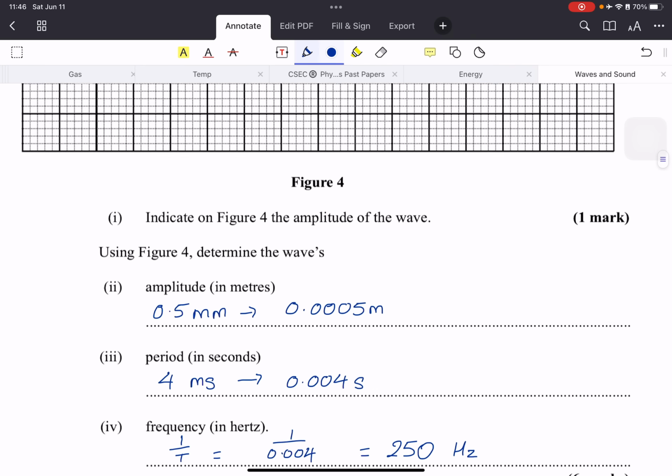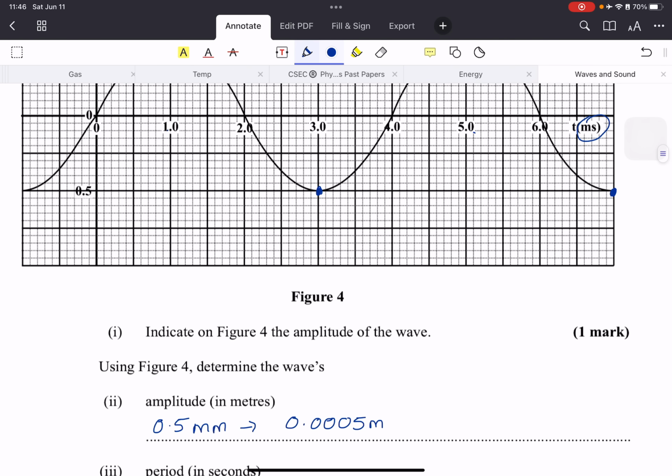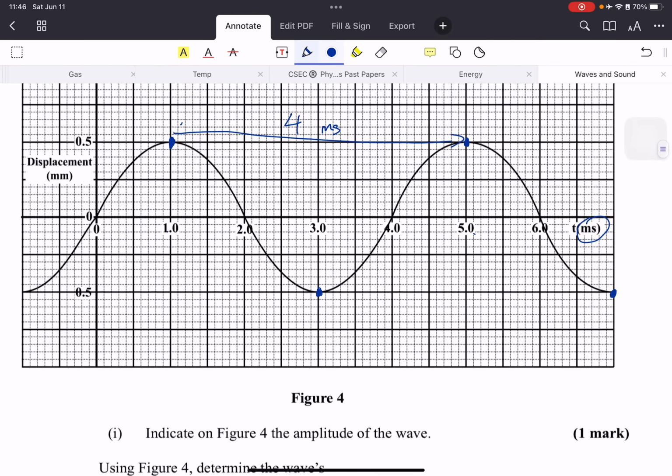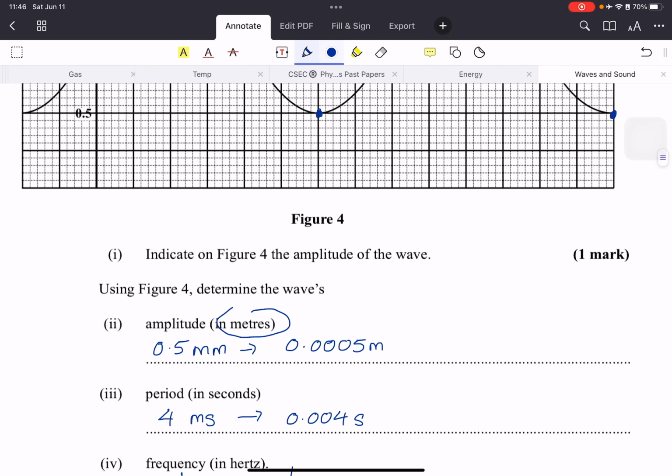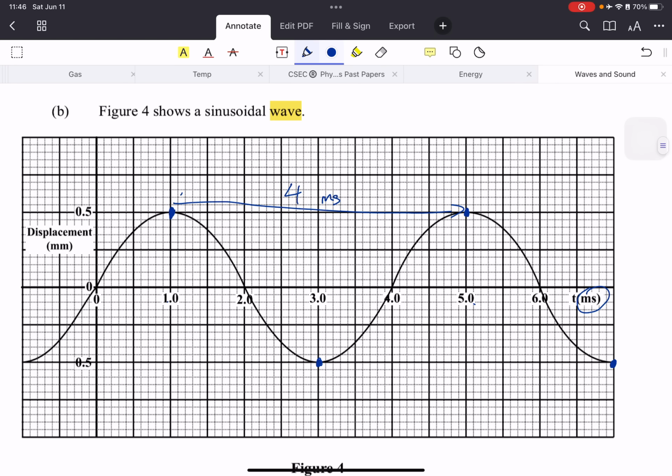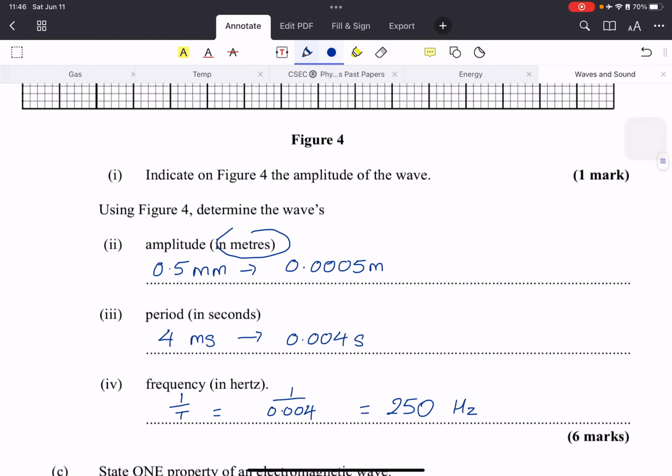So this is what they were actually asking you here. They wanted the amplitude in meters, right? We have our amplitude in millimeters, so we needed to convert that to meters. So this would be your answer here, 0.0005 meters. They want the period in seconds, right? Our period was 4 milliseconds that we just calculated. To convert milliseconds to seconds, we divide by 1,000 and we get 0.004 seconds.